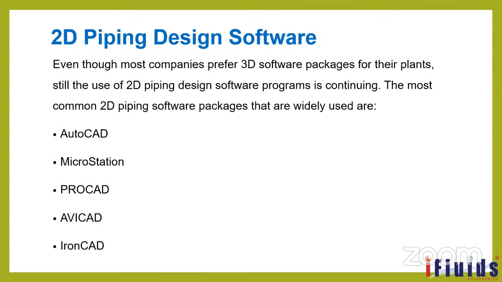So we have seen the 3D piping software, the five major software, those applications and their advantages. Next, we are moving to 2D piping design software. Even though most companies prefer 3D software packages for their plants, a majority of companies are still asking for 2D piping design. The most common 2D piping software packages that are widely used are AutoCAD, MicroStation, ProCAD, AviCAD. Out of these, what we use in India is AutoCAD. 2D AutoCAD is the basic for every beginner.